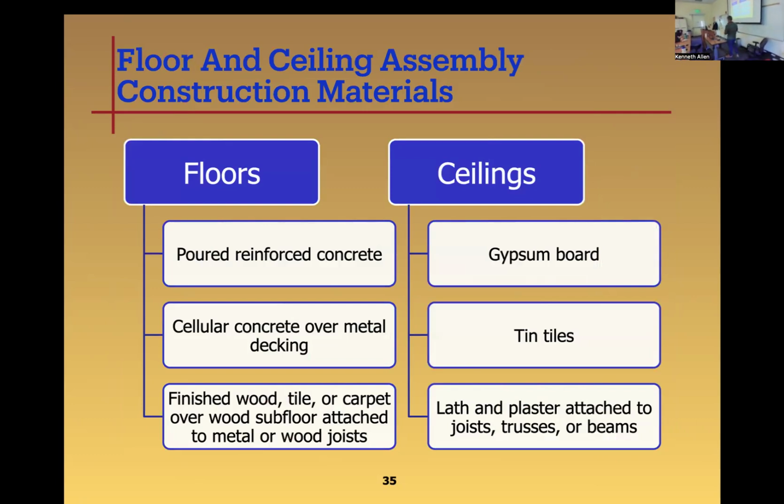Okay, what could we have for floors? We could have poured concrete. We could have cellular concrete over metal decking. We could have wood or finished wood or tile or carpet over some kind of plywood. And then in the ceilings, we could have gypsum, tin tiles. You see those a lot in Irish pubs. It's essentially this idea, except it's made out of tin. They're not structural. What does that mean for us?